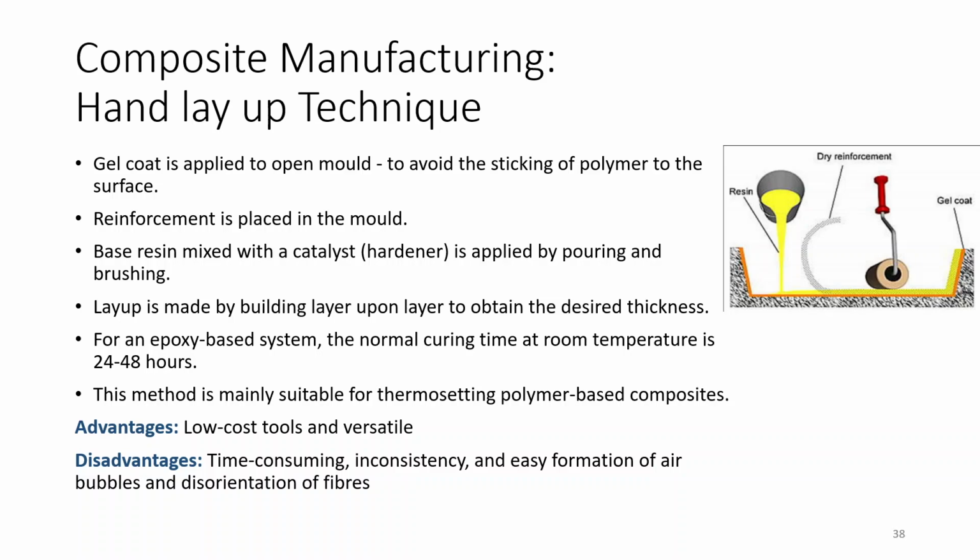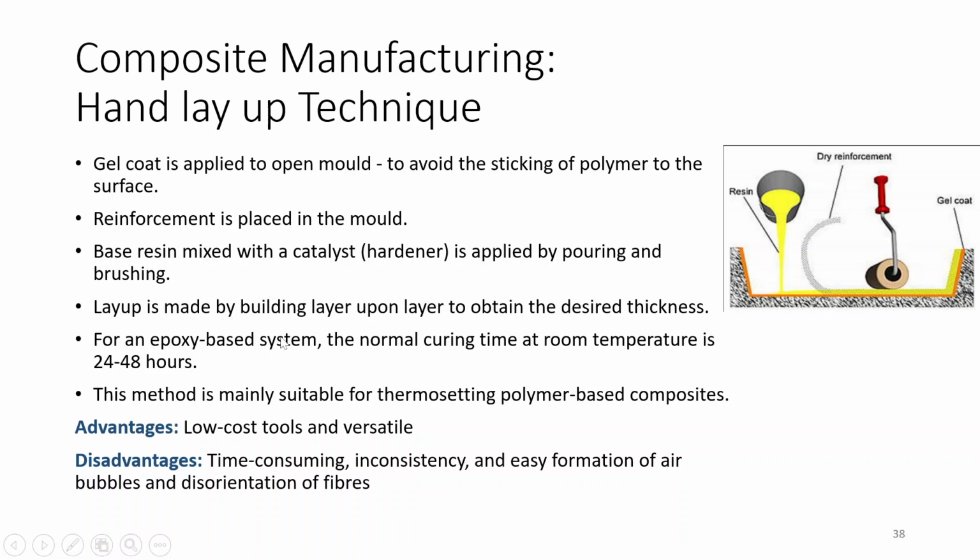So firstly, gel coat is applied to an open mold. Here this orange colored layer is the gel coat. It is applied to avoid the sticking of polymer to the surface. Then reinforcement is placed in the mold. After this, resin is applied, and base resin mixed with the catalyst is applied by pouring and brushing. So firstly you will apply the dry reinforcement, then you will pour the resin. The layup is made by building layer upon layer to achieve the desired thickness.